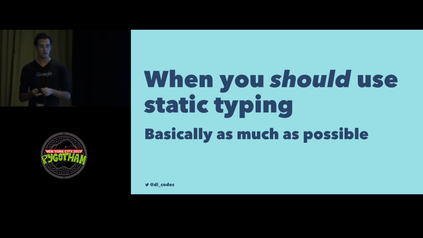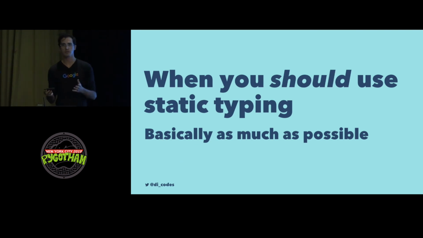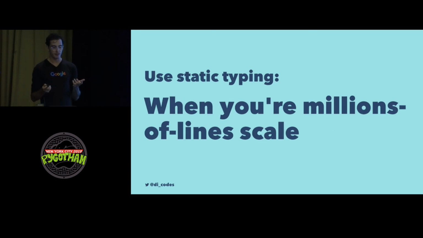So when should you use static typing? Basically, use it as much as possible. Use it liberally. Use it in these situations. So maybe when you're millions of lines of scale, right? Like I said, that much dynamically typed Python is a liability.